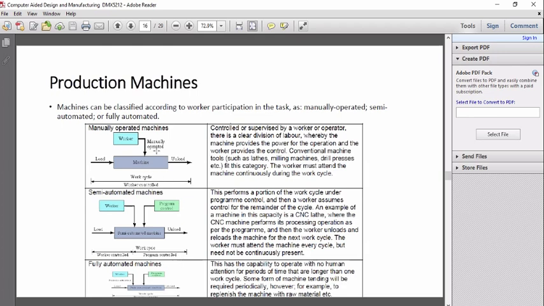So these are the machine types. You already know this, but just remember, we'll be using these terms later on: manually operated machines, semi-automatic machines, fully automatic machines. Just go through this and you will understand properly.